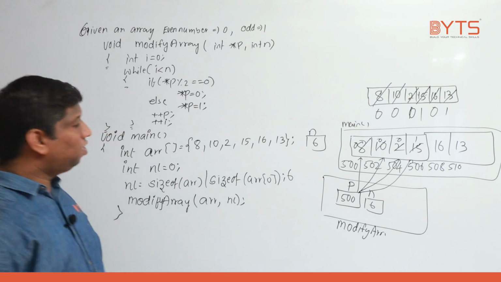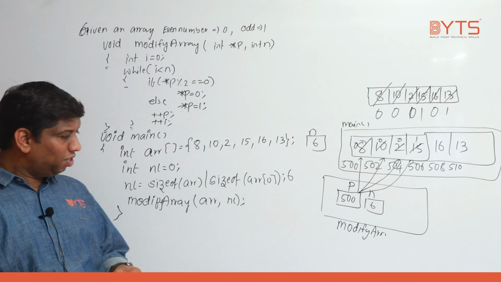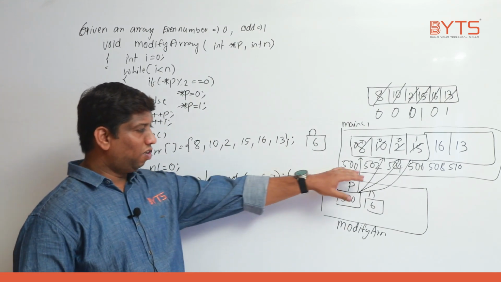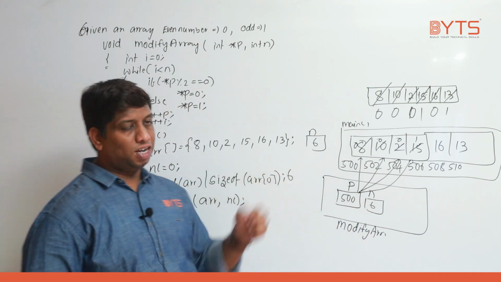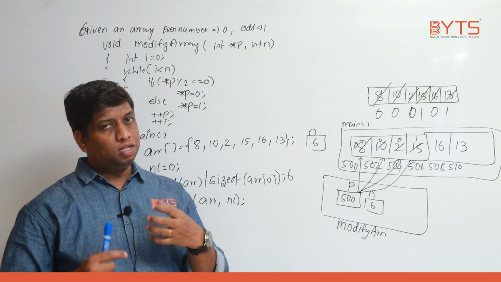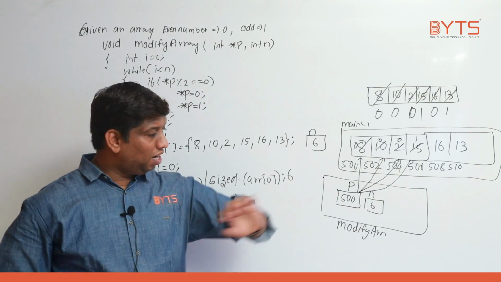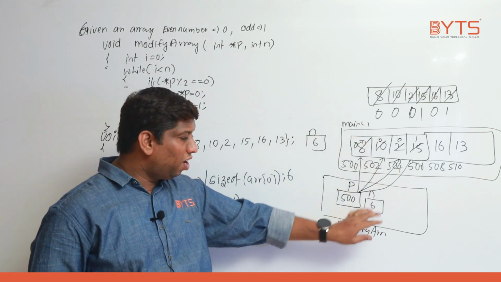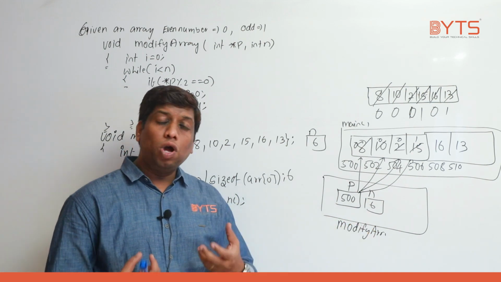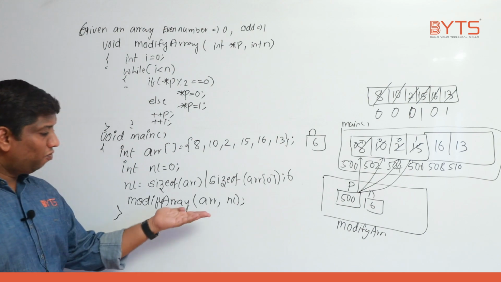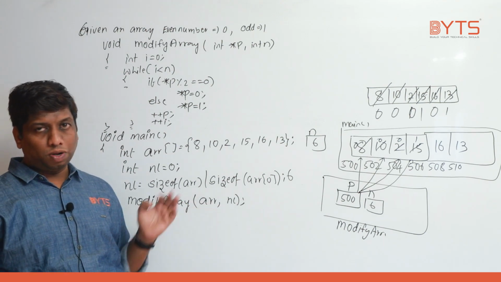See, the intention of this program is, even though the array is present in the main function, using the modify array function, we are able to modify the content. What is my intention here? The intention is that an array present in one function can be modified using another function. How am I able to modify? Because here we are able to pass the address.